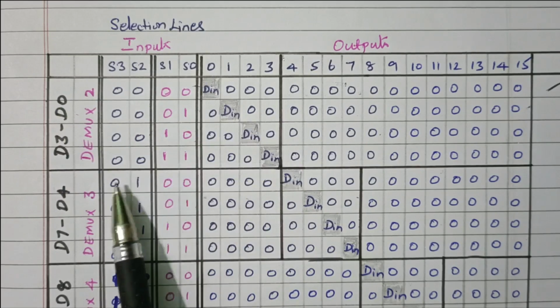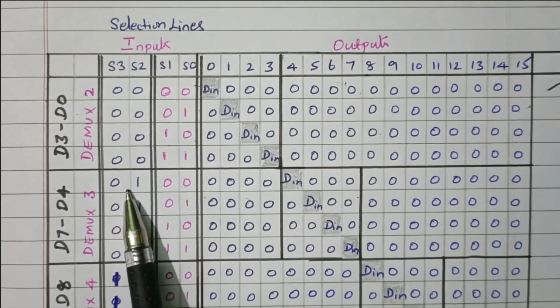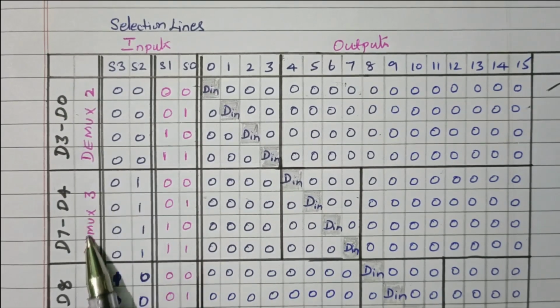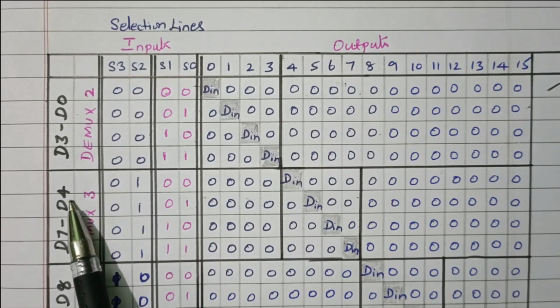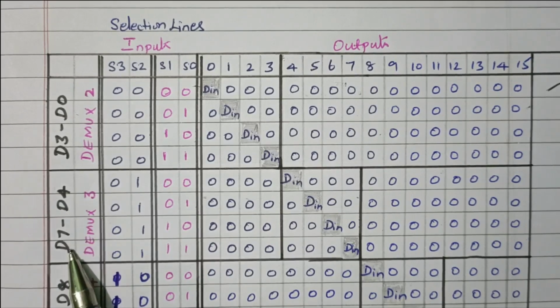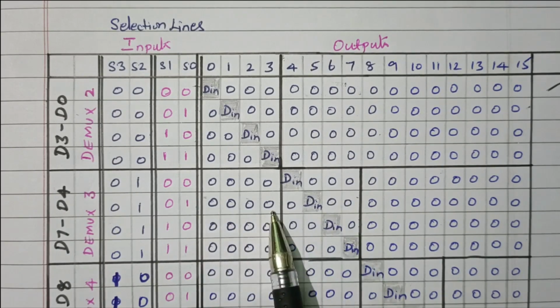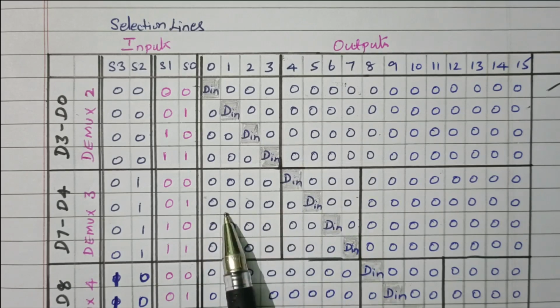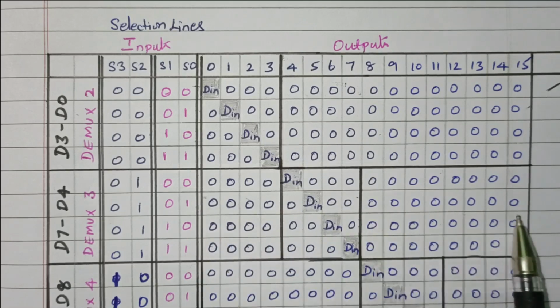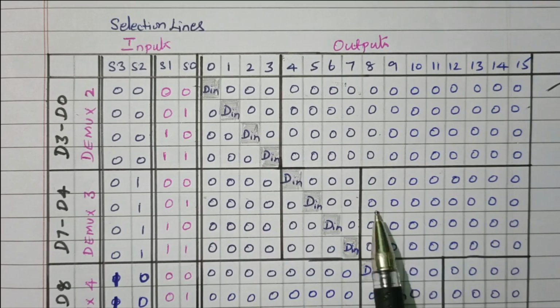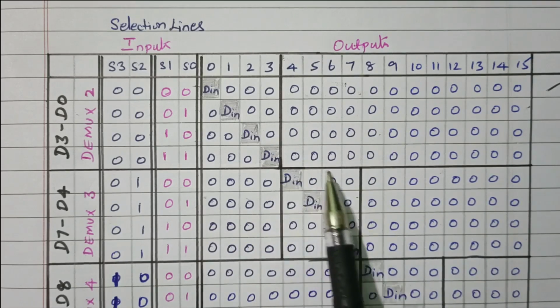Right. Suppose the next combination 0, 1 means dmux3 will be enabled. So that we get the data from D4 to D7. Right. So this is D4 to D7. The first dmux, D0 to D3, is disabled. The third and fourth dmux are also disabled. Right. Only the second dmux is enabled.